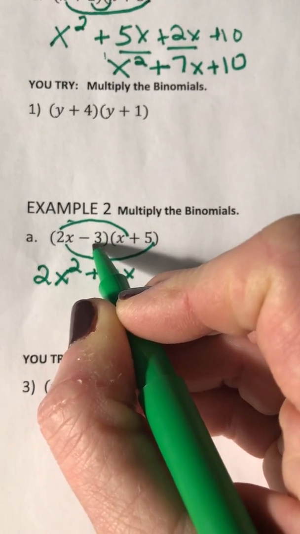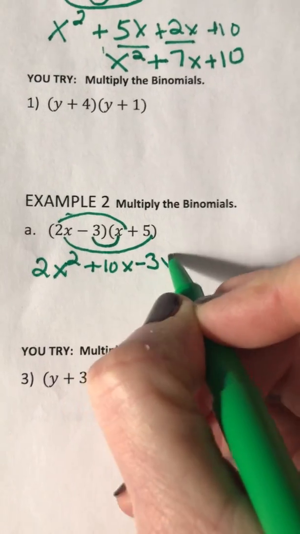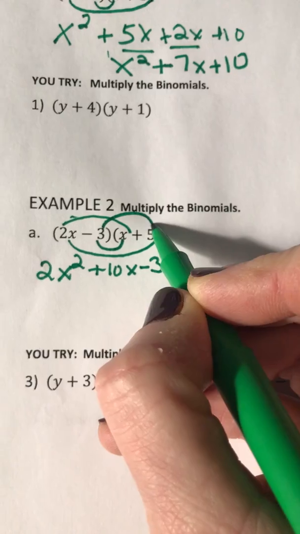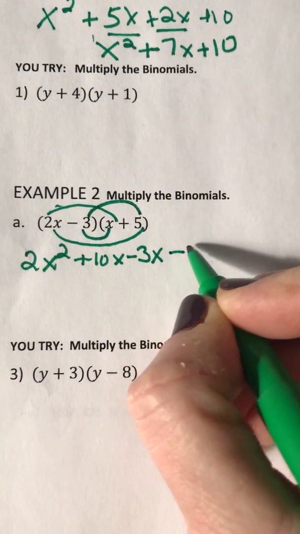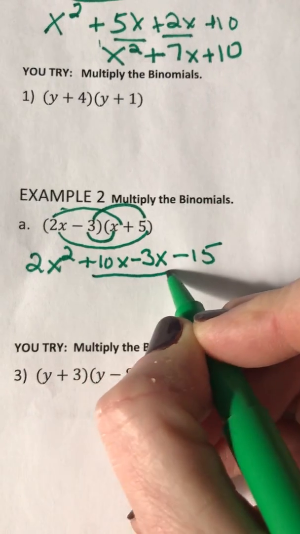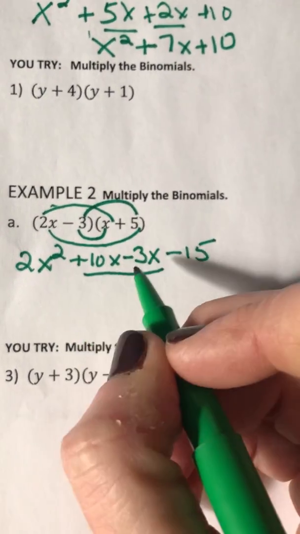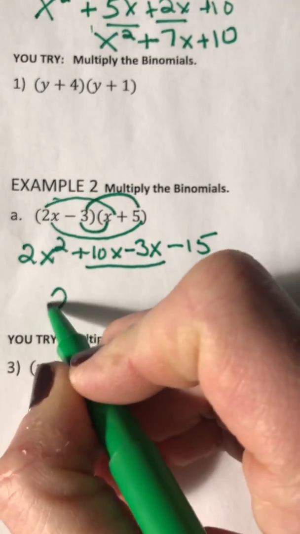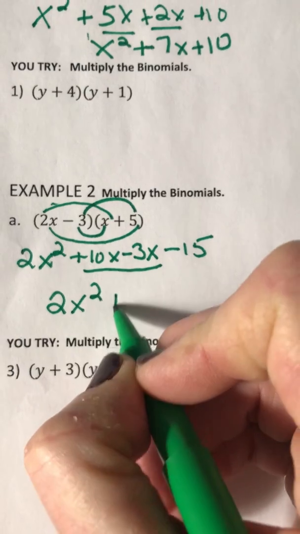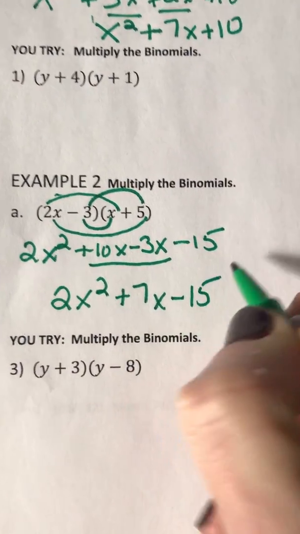Inside, negative 3 times x is minus 3x, so just watch your signs. And the last terms, negative 3 times 5 is negative 15. So again, we always end up, it seems like, with these inside terms with our x's that we have to combine them. So our final trinomial would be 2x squared plus 7x minus 15.